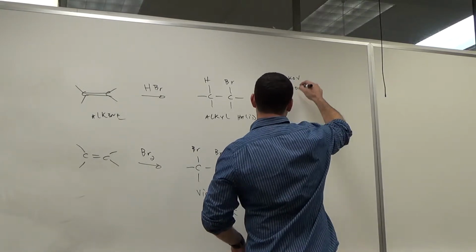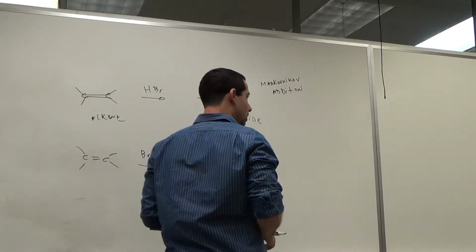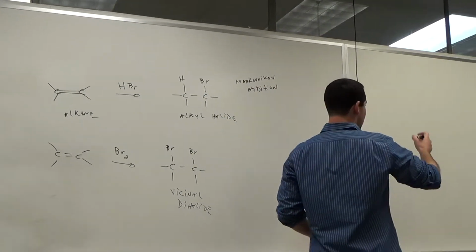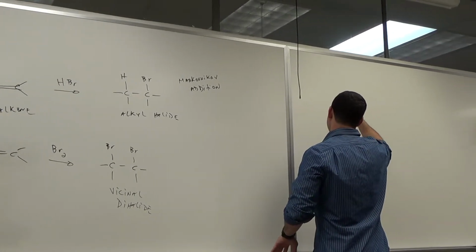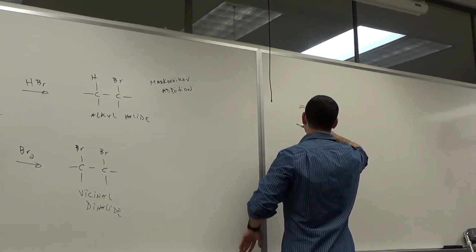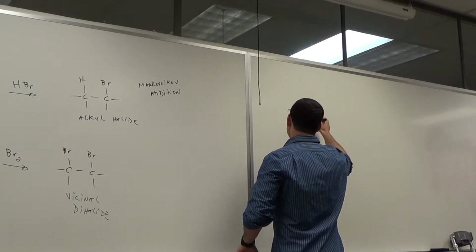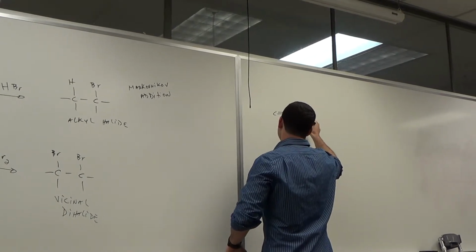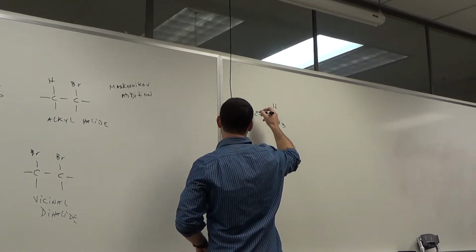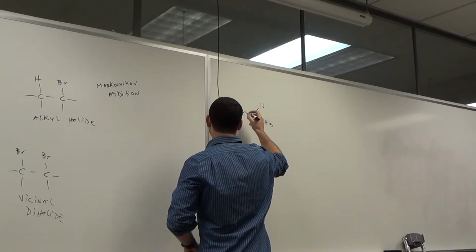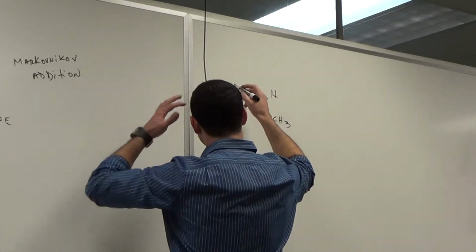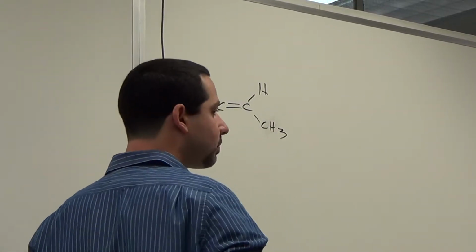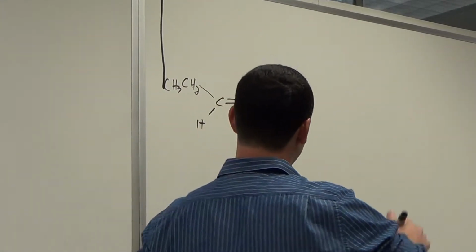Now, did we talk about stereochemistry of this reaction? No. So let's do some stereochemistry then. Here is the double bond with hydrogens on it. Let's put a CH3 here. And we add HBr to this.